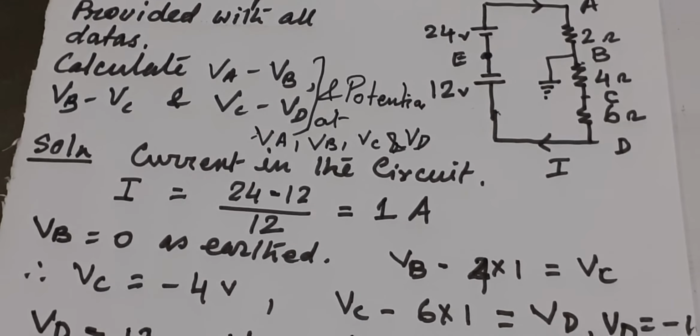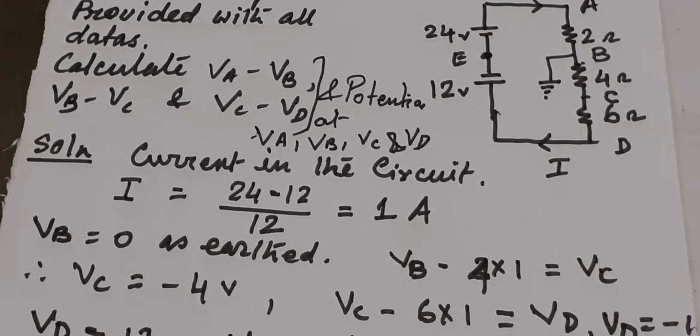Now for this type of circuit, first you find out current. How to get current? Simply you see, 24 volt is dominating over 12 volts, so 24 minus 12 divided by whatever resistance, all are in series, you will get current. That current comes to 1 ampere, only 1 ampere. Then the question is you have to find out potential drop between AB, then BC, then CD. Now it is very easy to do.